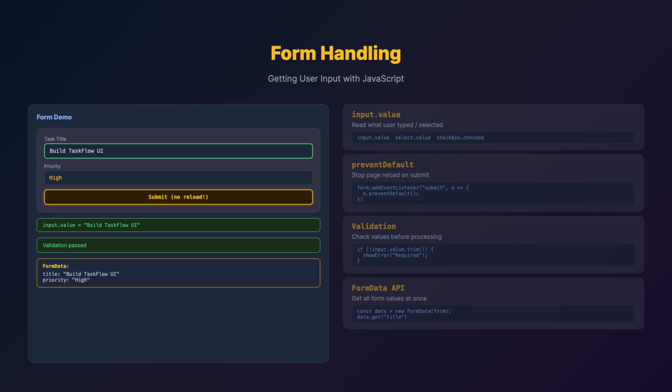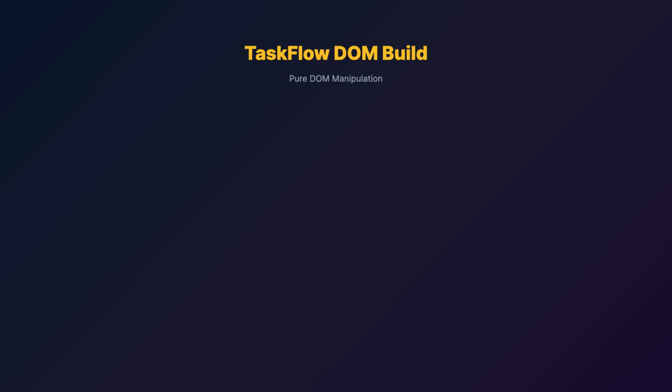The FormData API is a cleaner way to get all form values at once. new FormData(form) gives you an object with all field values. formData.get("title") returns the value of the title field. Use FormData when you have many fields. Use .value for simple single field forms.